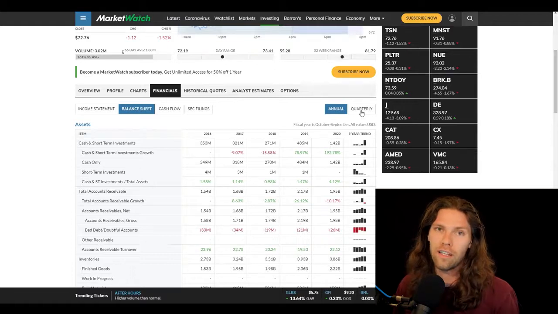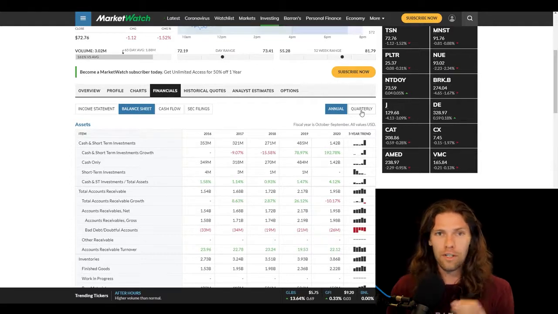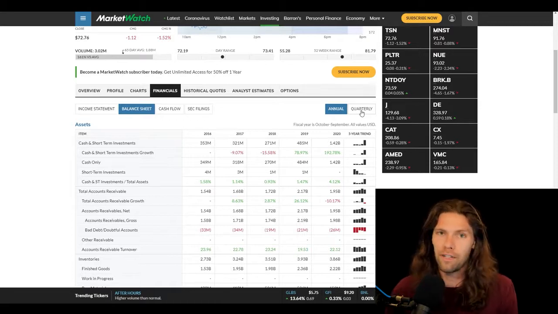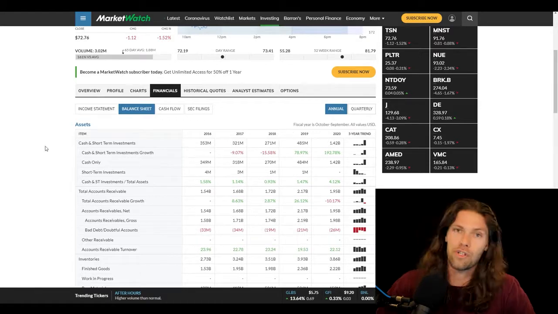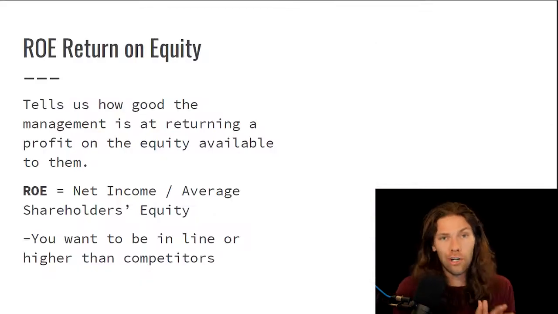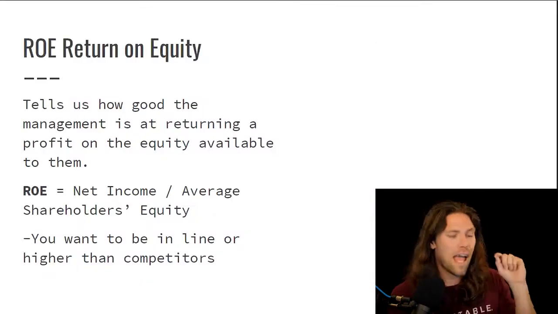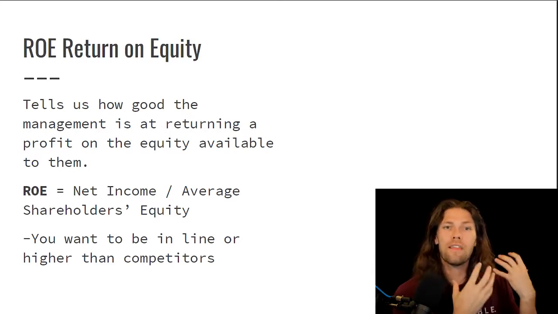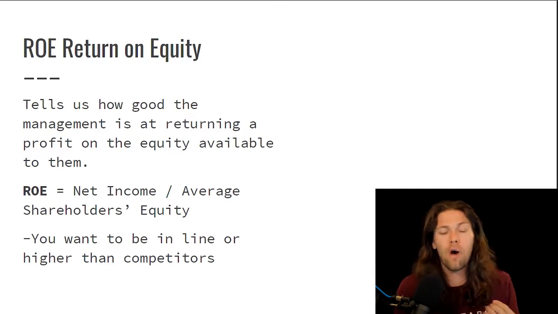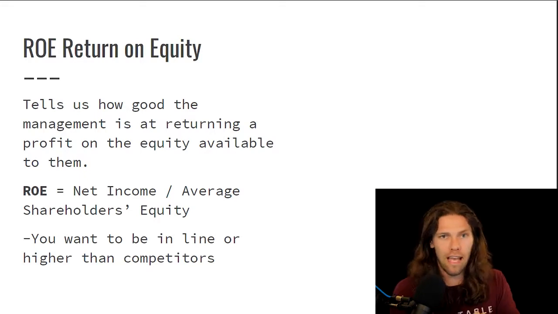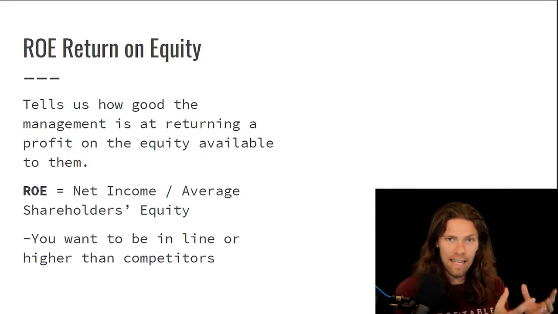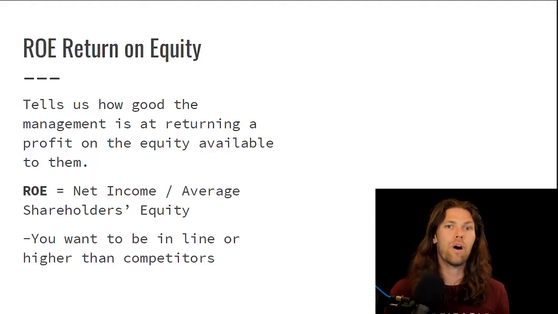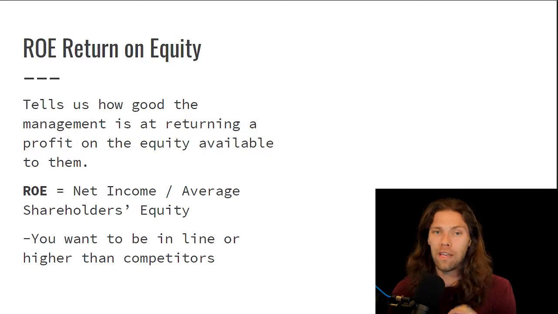Now, many sites will offer these ratios as well. You don't have to always calculate them yourself, but it's important to understand it, and sometimes it is hard to find these ratios, so understanding it makes your life a whole lot easier when you're really trying to dig into a company. Now we have return on equity. This tells us how good the management is at returning a profit on the equity available to them. How much profit can they make on their existing equity? In order to calculate this, we take the net income and divide that by the average shareholders' equity. And with this one, you want to be in line or higher than competitors.